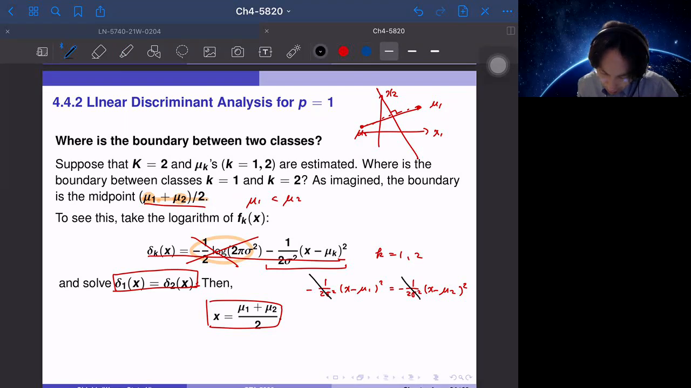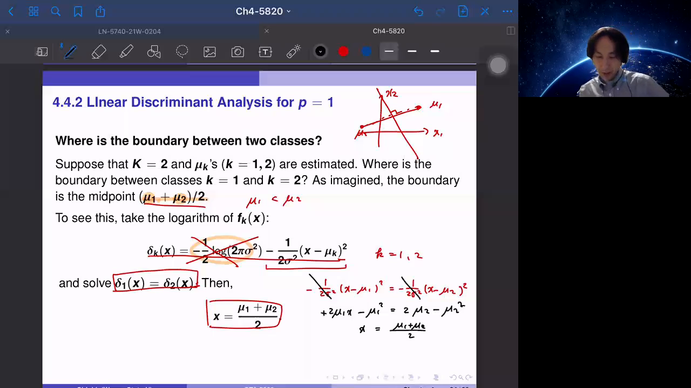So then we get, multiplying by the negative sign, positive 2 times mu1 x minus mu1 square, and 2 times mu2 x minus mu2 square. So we solve this, then x is equal to mu1 plus mu2 over 2. Just move several terms and simplify, then we get this.